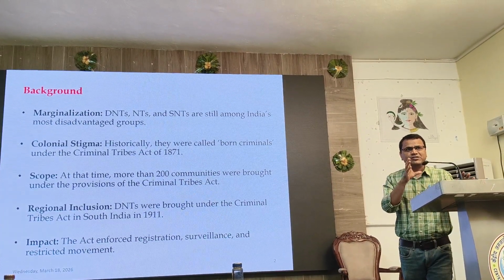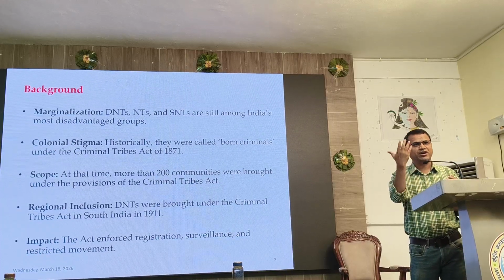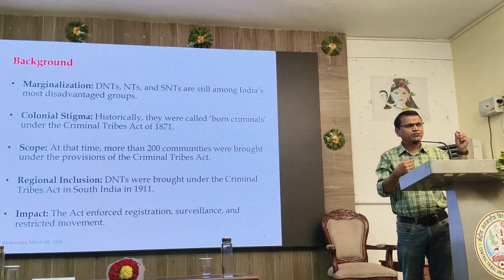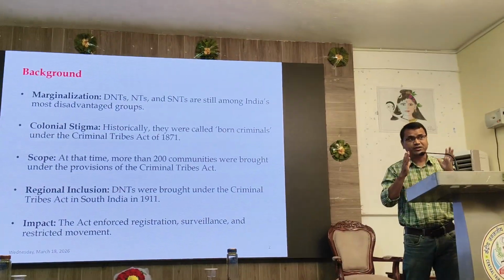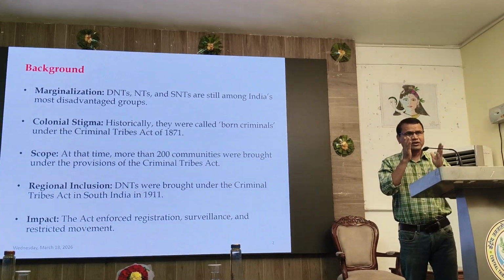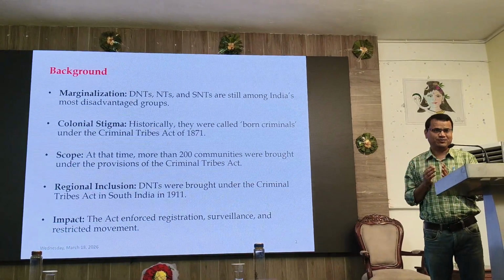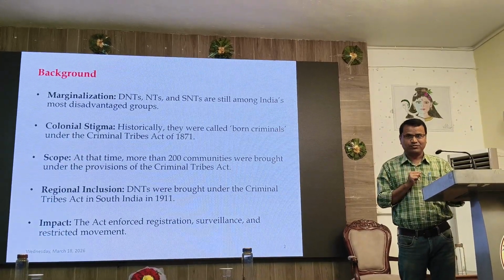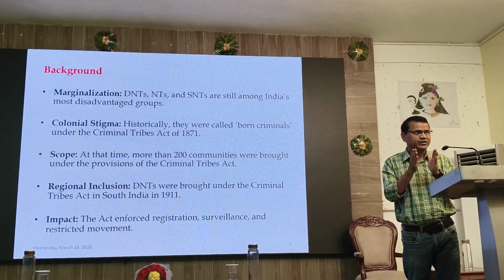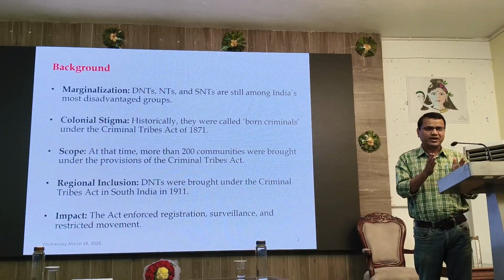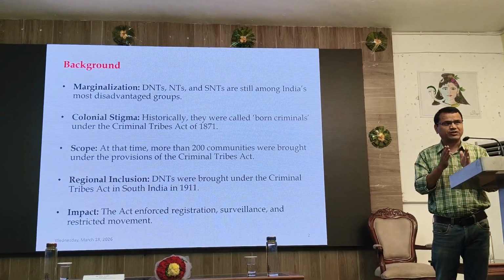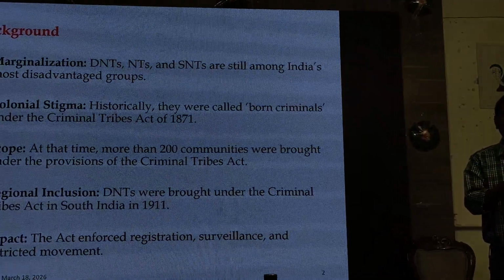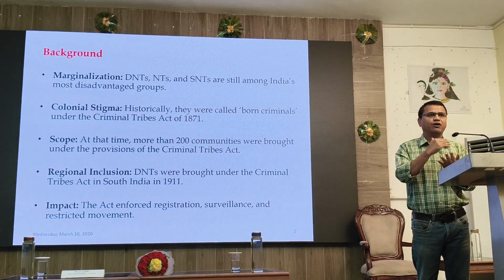However, first this act was introduced in Punjab province, then Bengal province, then the western province of British India. Then almost 40 years after introducing this Criminal Tribes Act, the British rulers introduced it in southern India, and this act remained until 1949. That means within 40 or 41 years, the communities which were recognized and classified as criminal tribes went through drastic changes. Their history, their culture, their language, their occupation, everything got affected.